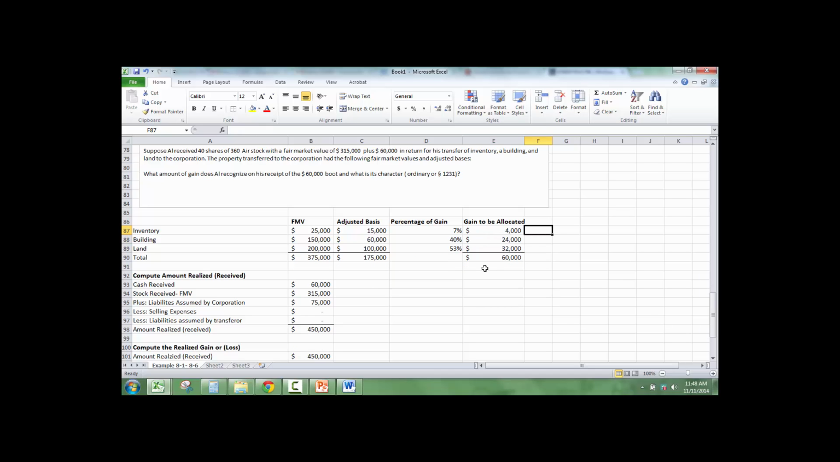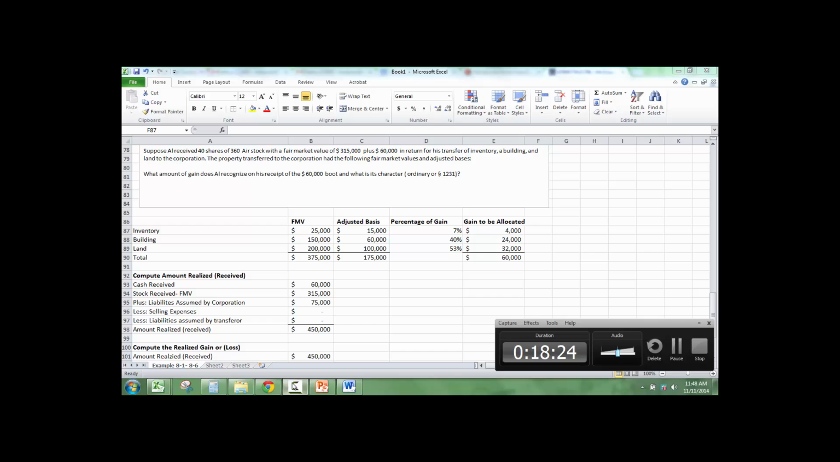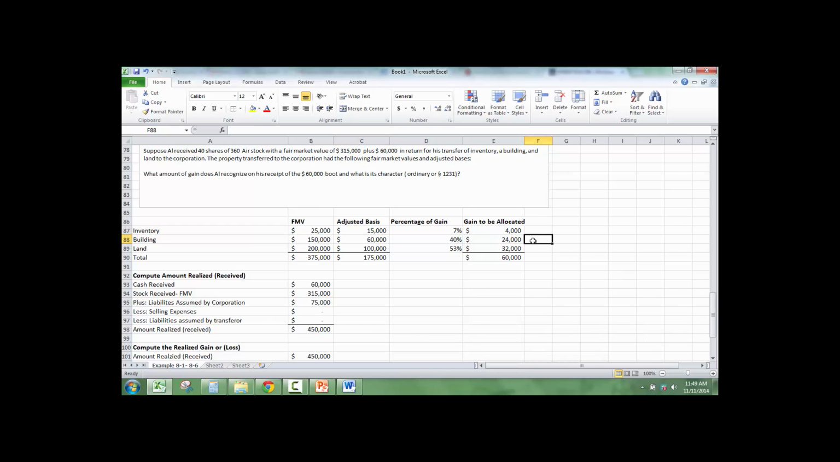And so what amount will be ordinary and what amount will be Section 1231? This is ordinary because it's on inventory, which is ordinary. And this is Section 1231. And Section 1231 refers to property. Section 1231 gain. So $4,000 will be ordinary, and Section 1231 will be the remaining difference, or $56,000.